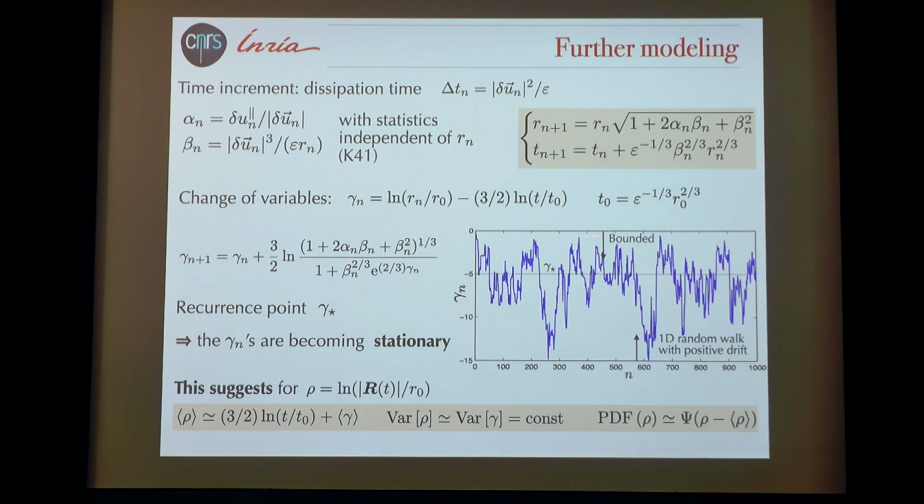Gamma n equal to zero is forbidden, so it's never going to gamma n equal to zero. Gamma n are always staying negative. When your gamma n is very large, there is a drift acting with a positive slope, becoming larger and larger, which pushes gamma n back inside. This is the mechanism which makes the distribution of gamma n stationary.